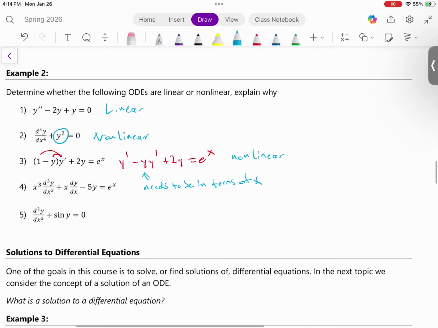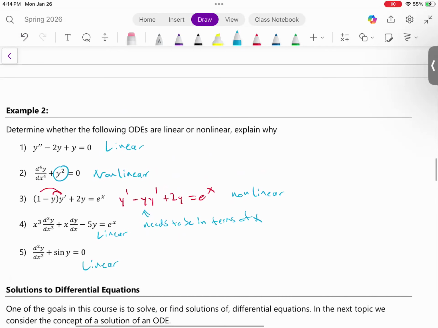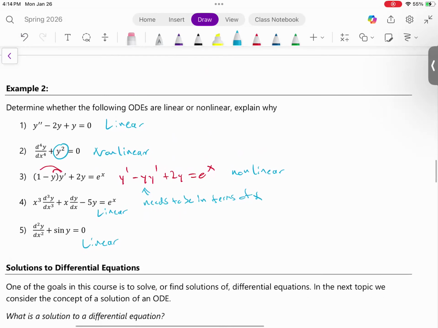And then we'll just keep going. We'll just say question four is linear. Okay, no issues there. All our coefficients are in terms of x. Y and its derivatives are not raised to a power. And then same thing with question five. Okay, so hopefully you got these right. If not, double check what happened and understand what went wrong.